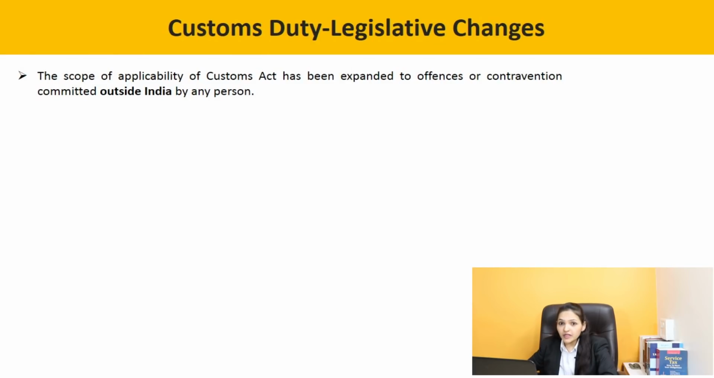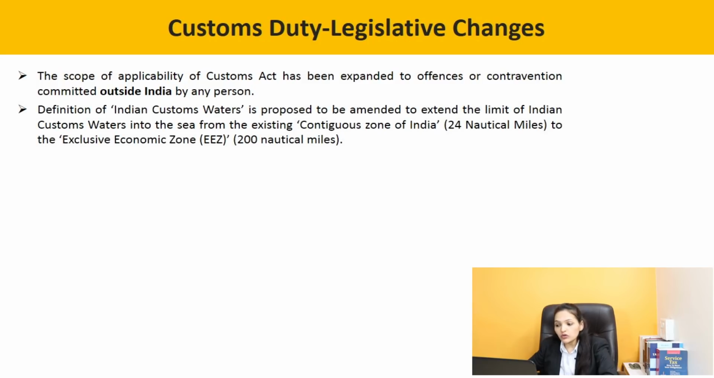Coming over to the first set, the legislative changes in customs. The scope and applicability of the Customs Act has been expanded to offences or contraventions committed outside India by any person. Consequently, the definition of Indian customs waters is also proposed to be amended to extend the limit of Indian customs waters into the sea from the existing contiguous zone of India, that is up to 24 nautical miles, to the exclusive economic zone of India, that is up to 200 nautical miles. Thus, the power to search, arrest, seizure has been expanded.